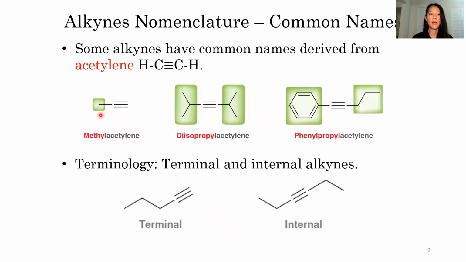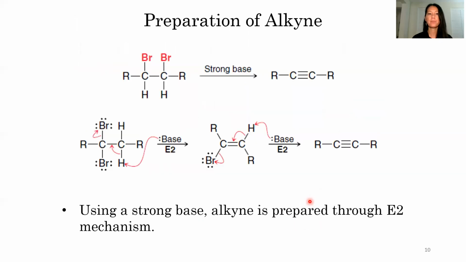If you have, say, 1 methyl group off of it, you might hear methylacetylene, diisopropylacetylene. In one of your labs, you will be utilizing diphenylacetylene. Other important terminology, an alkyne at the end of a chain is a terminal alkyne. One that's flanked by carbons is an internal alkyne.